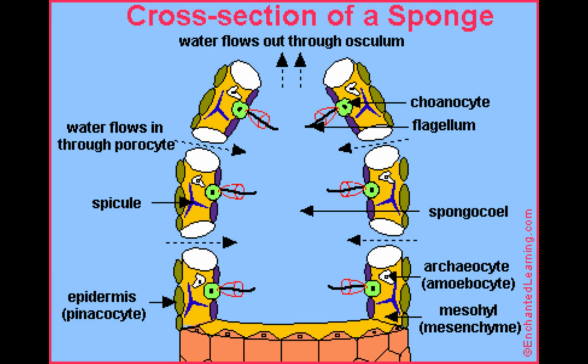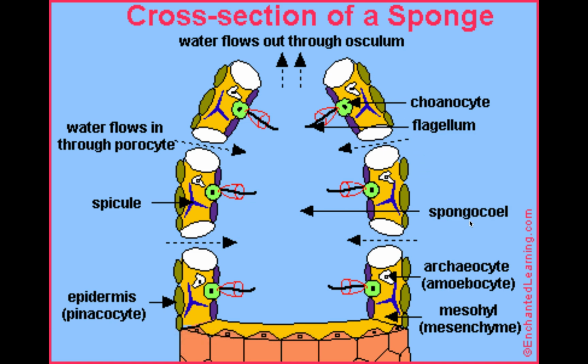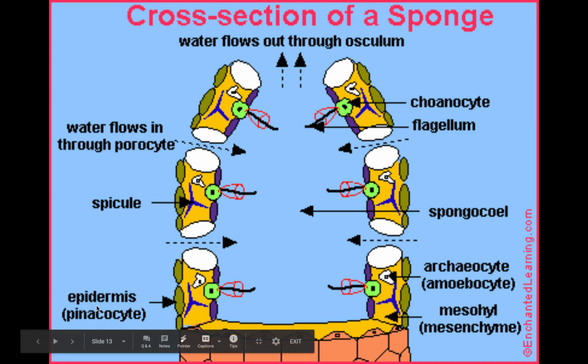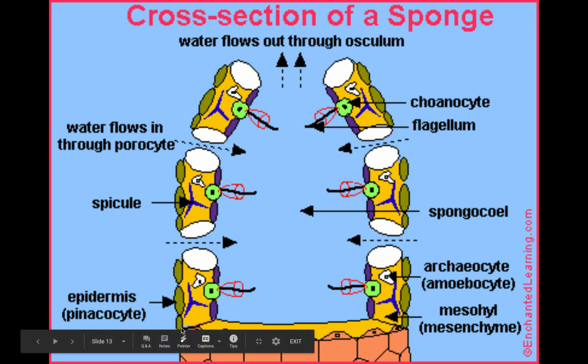Here we go. You're going to see this picture a lot. This is a cross section of a sponge, so we're looking inside. This is the inside of the sponge, and as you look on the outer edge, see this green color here? Those are all the pinacocytes. Can you see how they're on the outer edge? Like this says here, it's like the epidermis. It's the outer layer of the sponge.